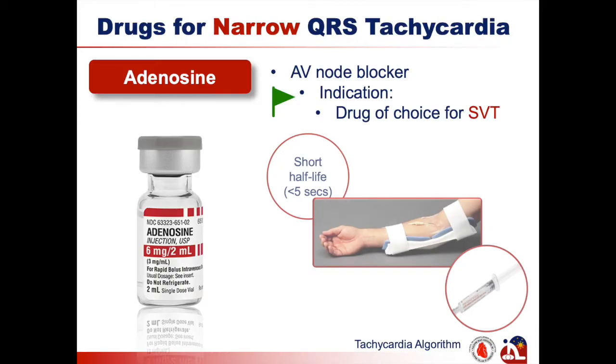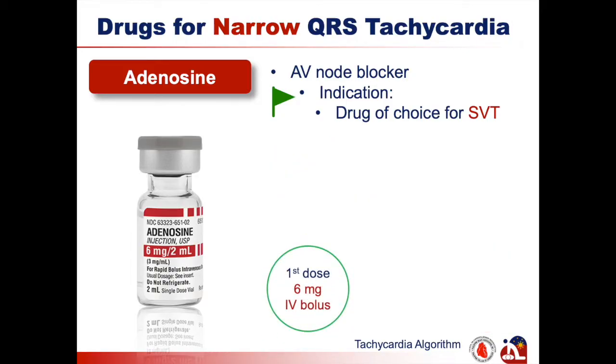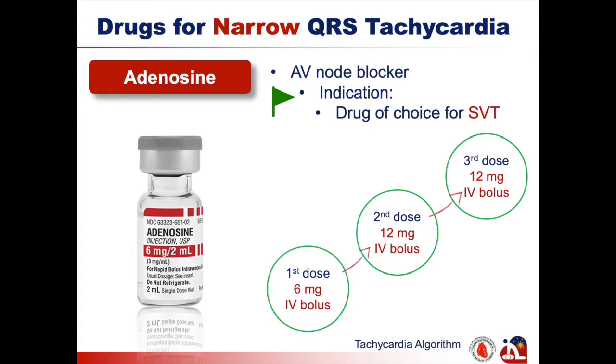Initial dose is 6 mg via rapid IV bolus. If the rhythm is not converted, you can give a second dose of 12 mg of rapid IV bolus, and a third and last dose of 12 mg IV bolus. Another drug for tachycardia is verapamil.